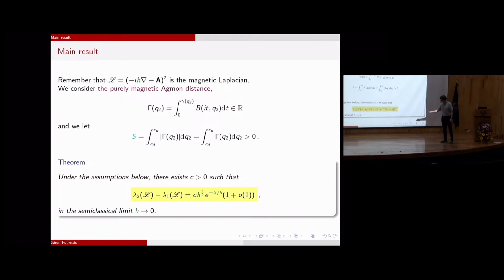want to calculate is given by, again, a coefficient that's a power of h, but there's an exponentially small term which has kind of the same structure as before. It's a 1 over h, not a 1 over square root h in it. And what is this Agmon distance, this magnetic Agmon distance, if you want? Well, that's explained up here.